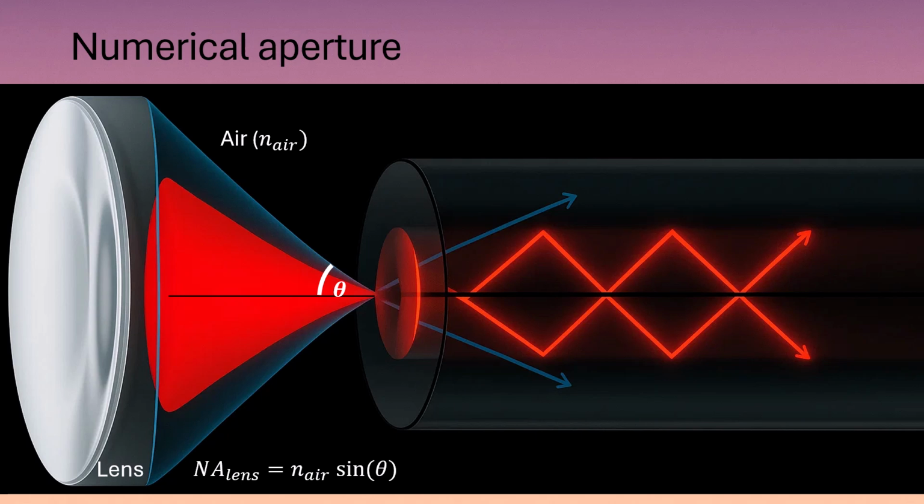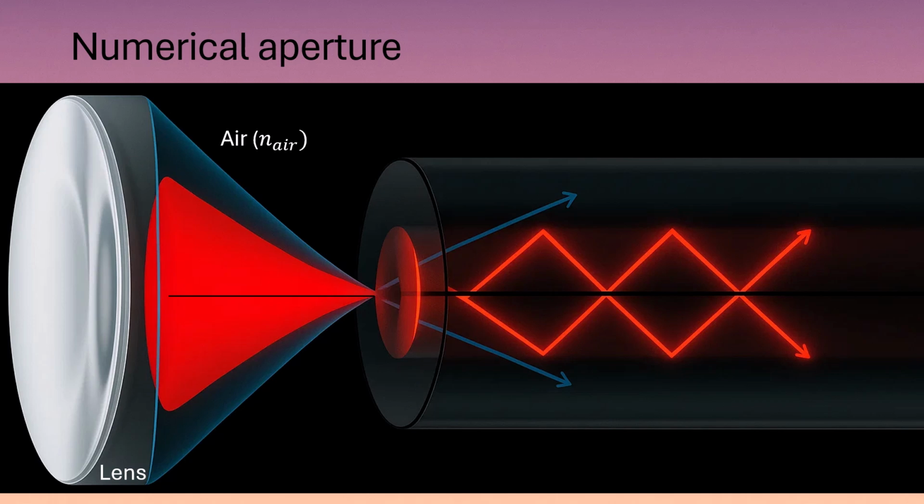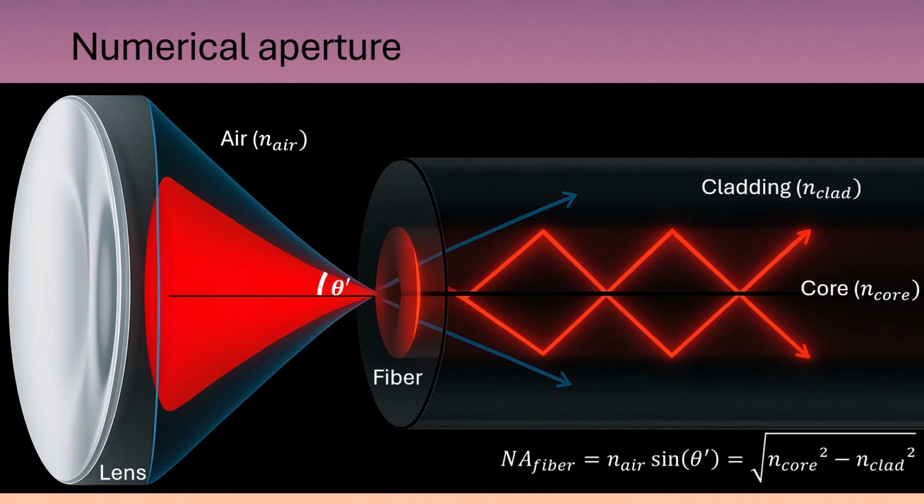This angle theta represents the maximum acceptance angle from the lens point of view. Another way to define the numerical aperture comes from the perspective of optical fibers. Here, it's also defined by a maximum angle theta prime, but unlike the lens case, this angle isn't based on the edges of a lens.